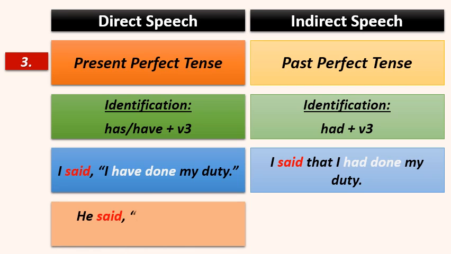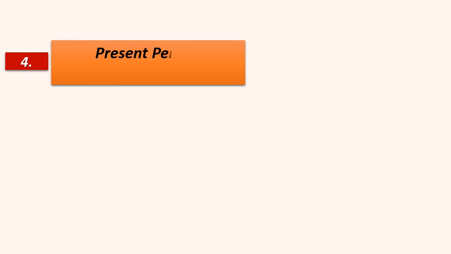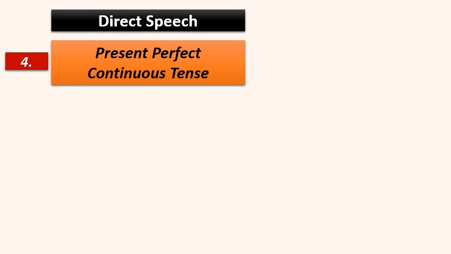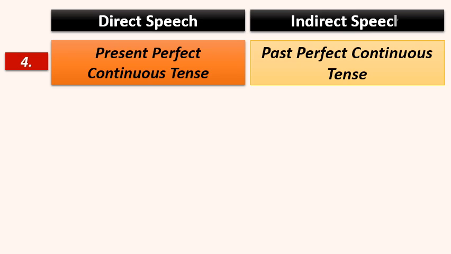Same with another example also. He said, "I have passed examination." So the sentence will be, he said that he had passed examination. Number 4 is, if your reported speech is in present perfect continuous tense in direct speech, then it will be converted into past perfect continuous tense in indirect speech.